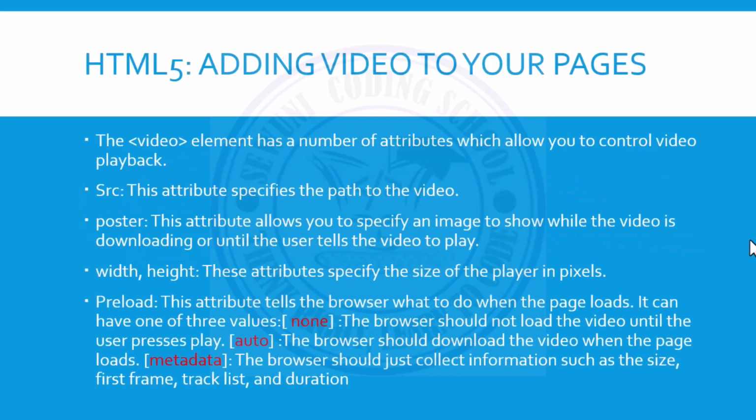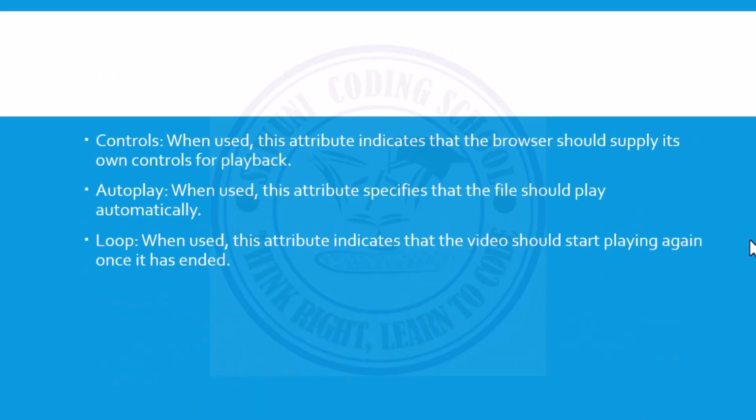Unlike the preload, which tells the browser what to do when the page loads, we explained that the auto value that preload has allows the browser to download the video when the page loads. It's different from the autoplay. The autoplay plays the video automatically. And loop, you know, loop simply means something should occur over and over again until something else happens.